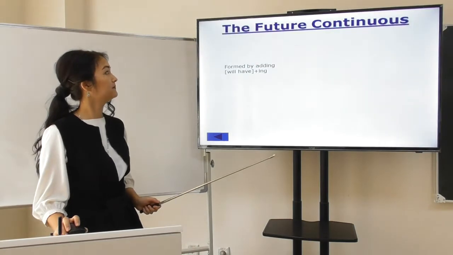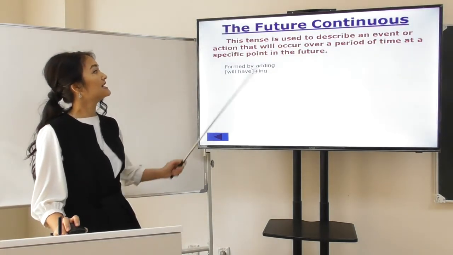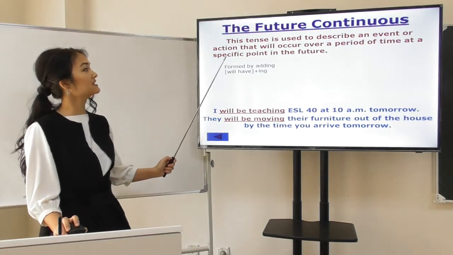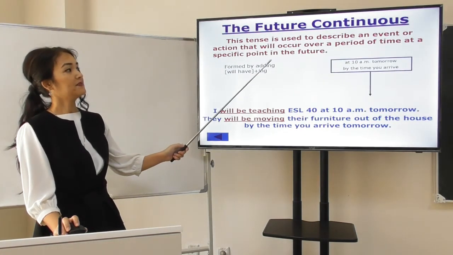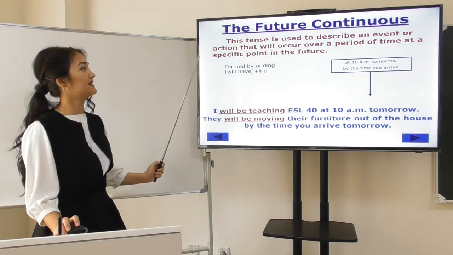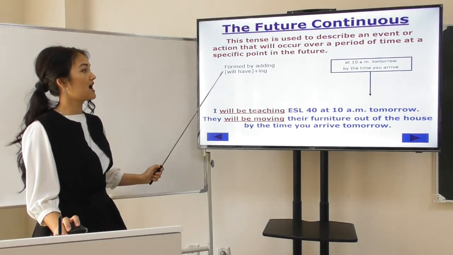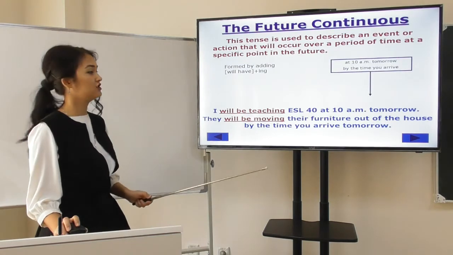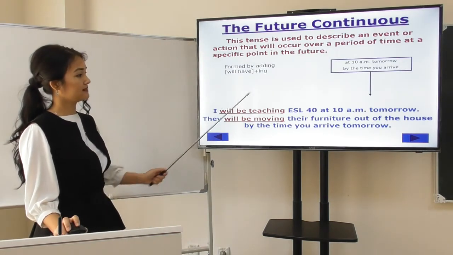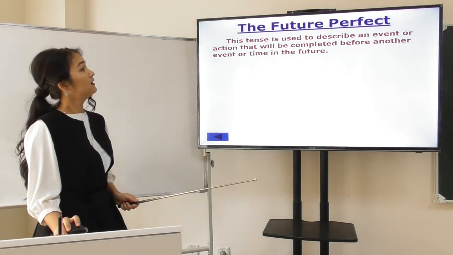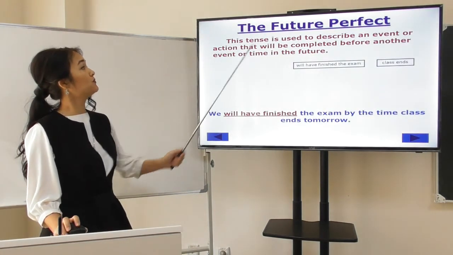The future continuous. This tense is used to describe an event or action that will occur over a period of time at a specific point in the future, formed by will be plus ing. They are examples. And the next, the future perfect.